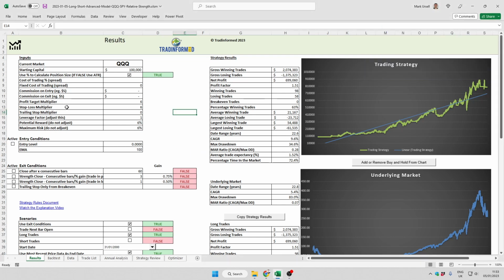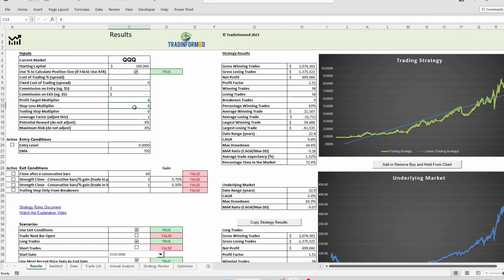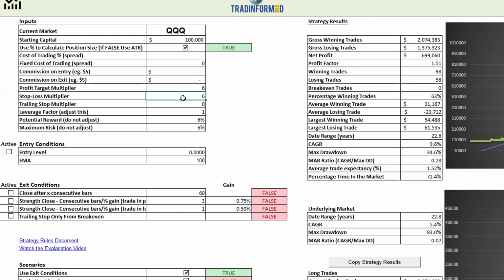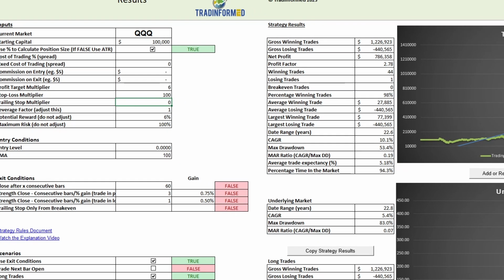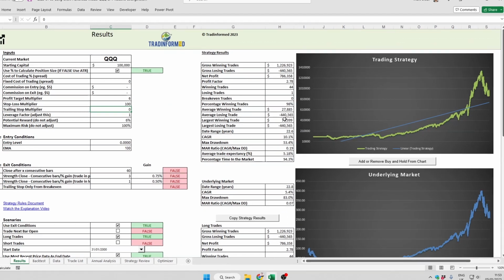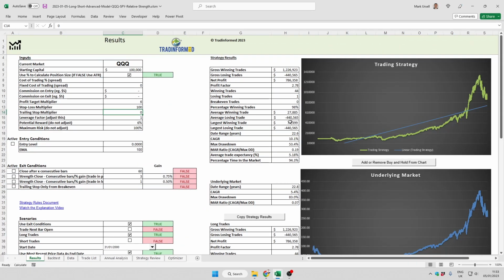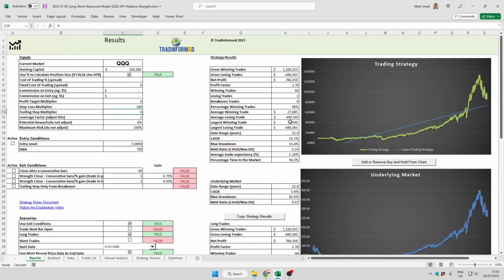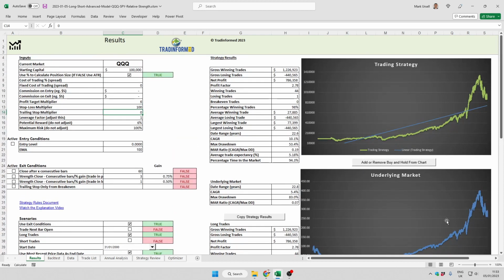You can see here, in every TradingForm backtest model, you can adjust the stop loss. I'm going to set it from a value of 6, which is a 6% stop loss, to 100, which means that it is not active. You can see here the capital graph adjusted in real time. You can use any TradingForm model to test, optimize, and refine your stop loss level and decide whether you want one or not. You can see here, the strategy capital graph is actually very similar to the underlying market.